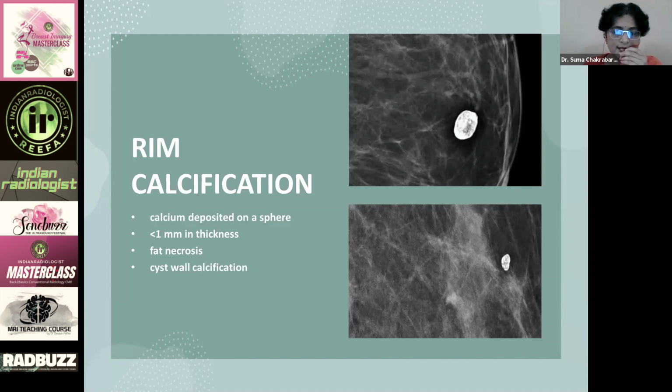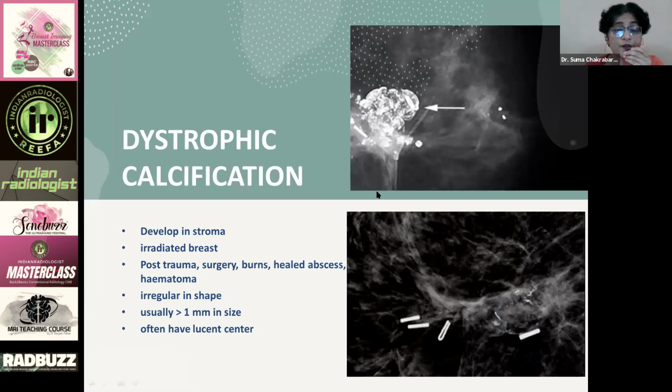Okay, so rim calcification is when there is calcification on the wall of an oil cyst or just a simple cyst which has calcified over a period of time, and again it is entirely benign. Dystrophic calcifications are typically seen after trauma or surgery, radiotherapy, or after an abscess, and they can look pretty bizarre because these form in the stromal component of the breast parenchyma. They don't have a fixed shape. Sometimes it can be confusing very early on.